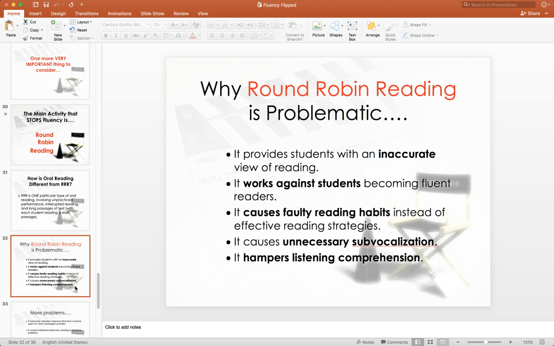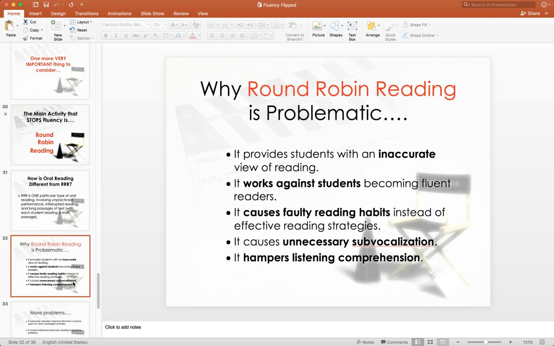Why is round robin reading problematic? Well, it provides students with an inaccurate view of reading. Reading is not about sitting in a circle, reading out loud to others without any practice. It works against students becoming fluent readers. Usually they're scared. They don't want to read out loud unless they're very confident and they love it. It causes faulty reading habits instead of effective reading strategies. So again, it's about pronouncing the words correctly in front of others instead of actually comprehending and understanding the story.